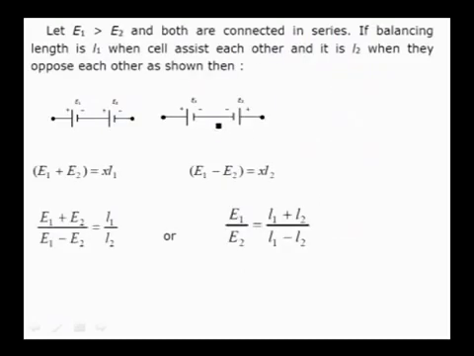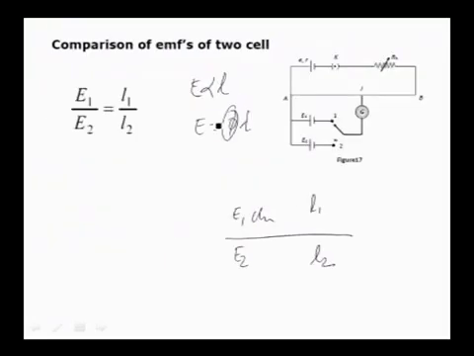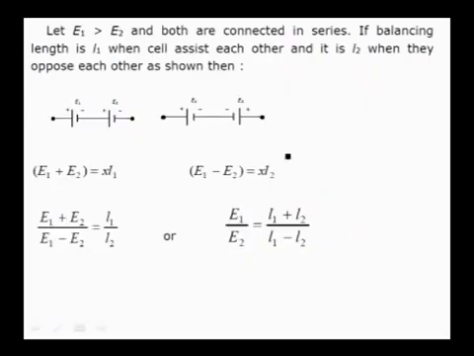See, if the two cells are given in series, or two cells connected in the wrong way, then we have it like this. When the two cells are connected in series, we get the effective balancing length: E1 plus E2 is equal to X, some constant, into L1. Similarly, when they are wrongly connected, E1 minus E2 is equal to X into L2. Take the ratio of these two; the constant X cancels out, and we get the equation, or else we can also write it in this form.